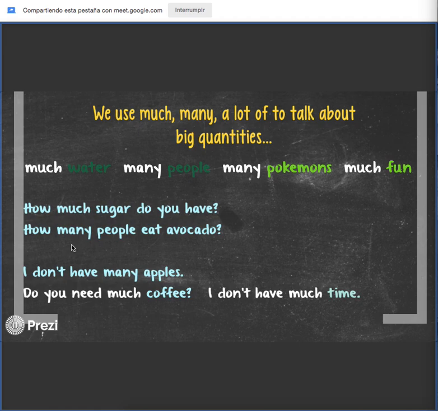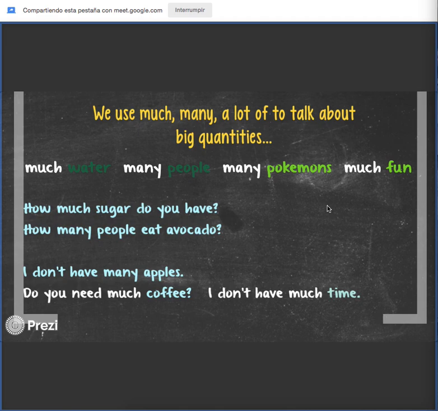Or look at this one. Do you need much coffee? Cuando quieres saber si alguien necesita mucho de algo. Do you need much coffee? Coffee is uncountable, so it goes with much. I don't have much time. Yo no tengo mucho tiempo. But can't you see? Va el much o el many y luego el noun. Y utilizas much o many dependiendo si es contable o no contable. Easy peasy. Questions about the use of much and many, babies?